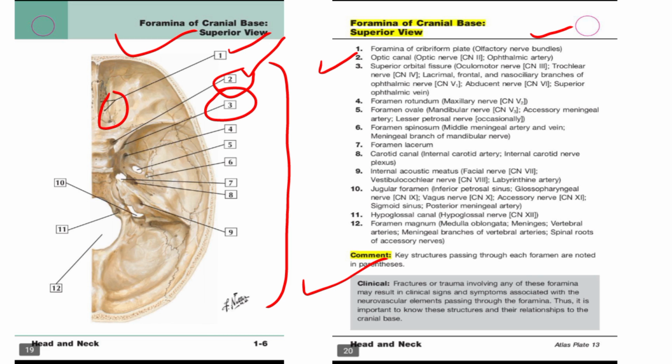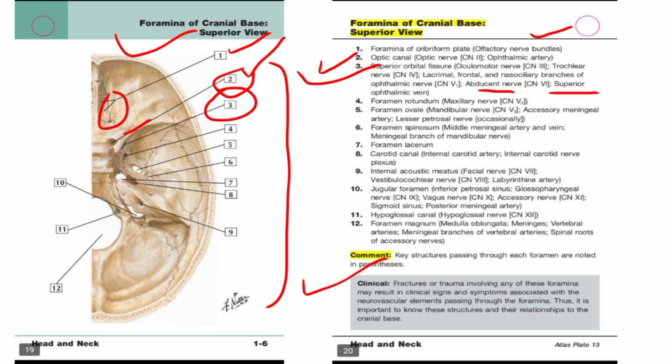The third label, near the second, is the superior orbital fissure. This is the superior orbital fissure where the oculomotor nerve, cranial nerve 3, the trochlear nerve, cranial nerve 4, the lacrimal, frontal and nasociliary branches of the ophthalmic nerve, that is of cranial nerve 5, and the abducent nerve, cranial nerve 6, and the superior ophthalmic veins pass.